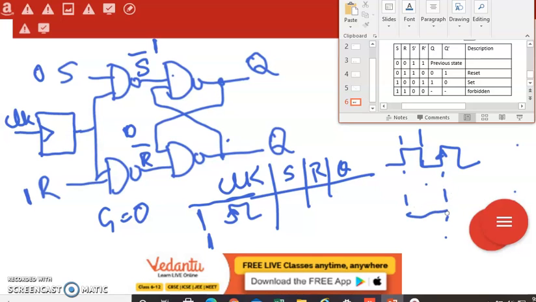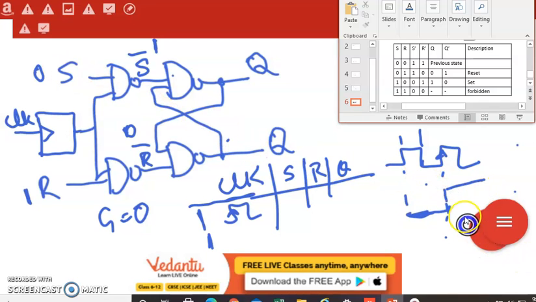Based on the input, it will work with the output. If my previous output was 0 till here, there will be a change to 0 or 1. That is how it will work, only with the change in clock event. Based on this, it is a positive edge trigger. Only at this particular instance of time, our output will change based on the S and R input.